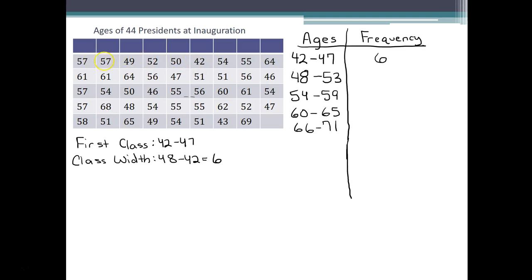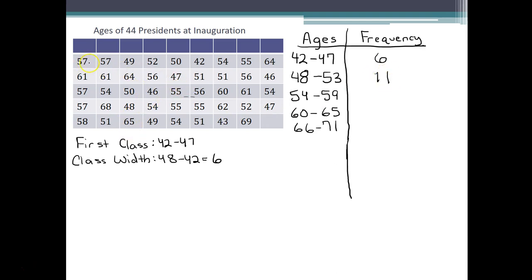48 to 53. 1, 2, 3, 4, 5, 6, 7, 8, 9, 10, 11. So frequency of 11 there.